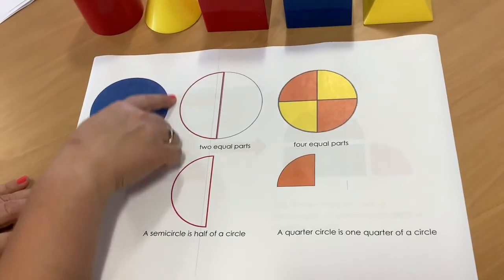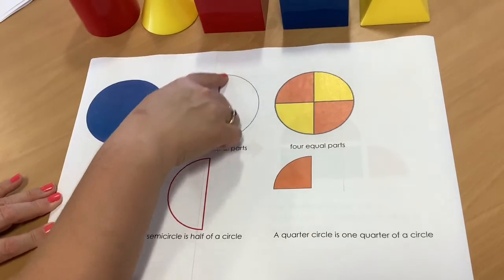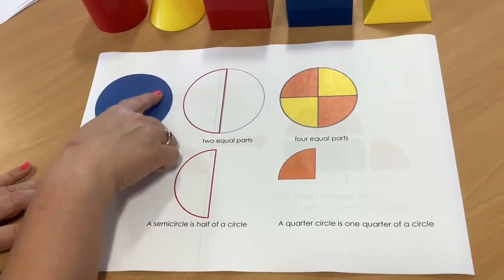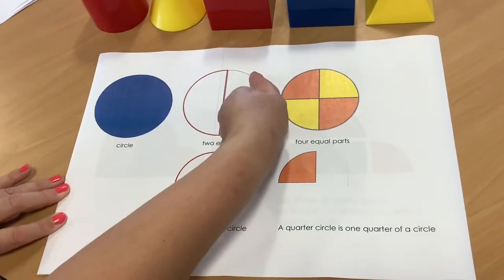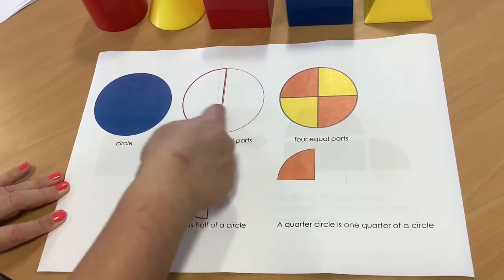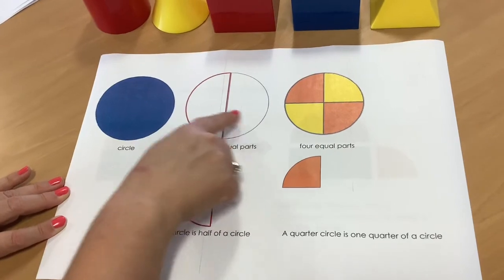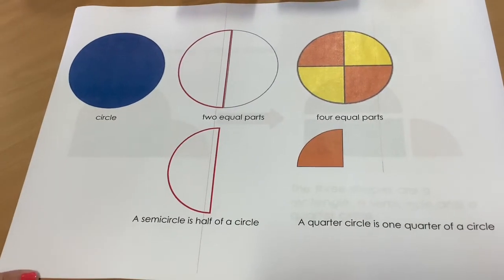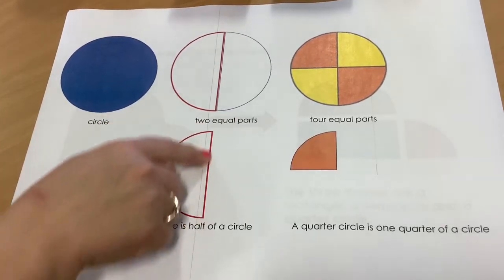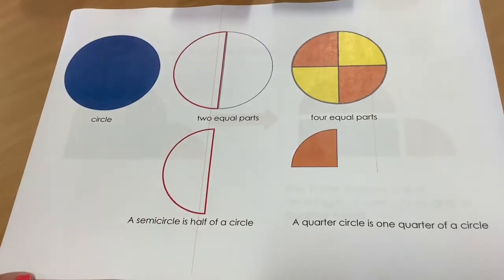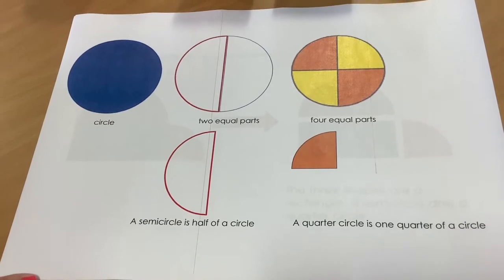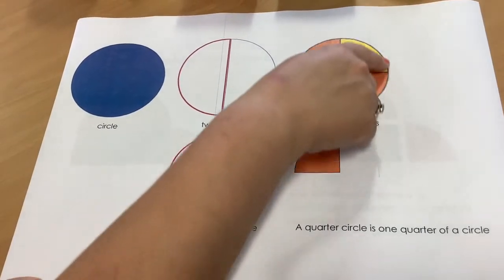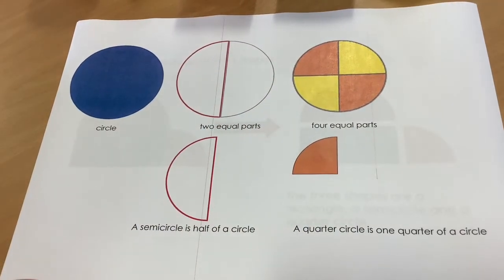Here we have a circle, and then the line down the middle creates two equal parts. Now if that line was down this part of the circle, we wouldn't have equal parts. But if we're looking at it in equal parts, much like we do when we're looking at fractions, we can then say that this, which is the same as this part here, is half of a circle, and we call that a semicircle. And again, we've got our circle, which is then divided into four equal parts.